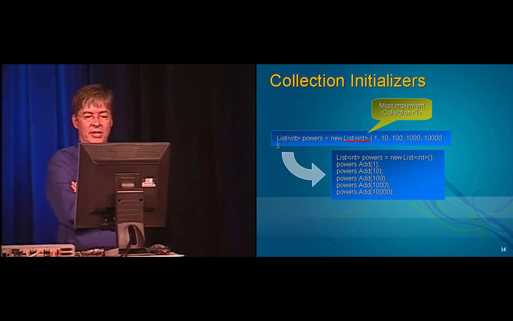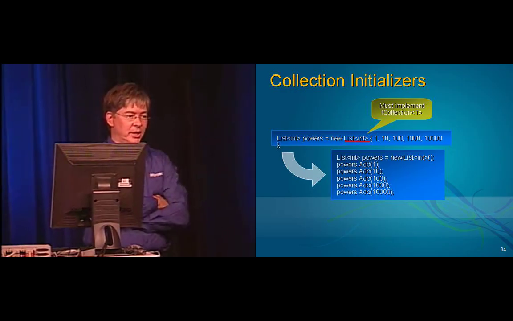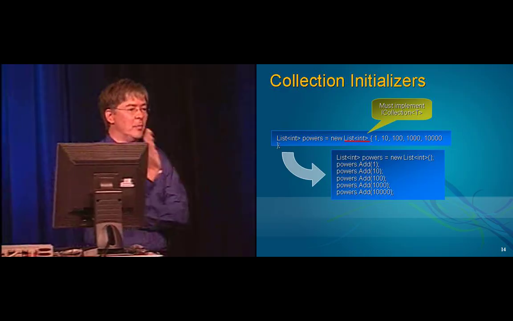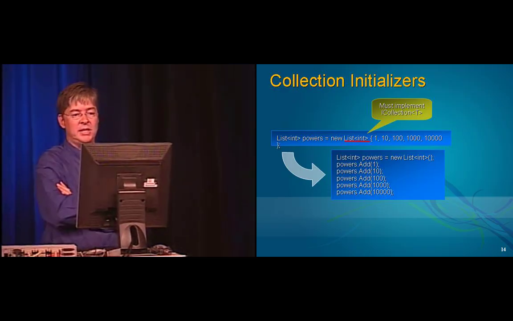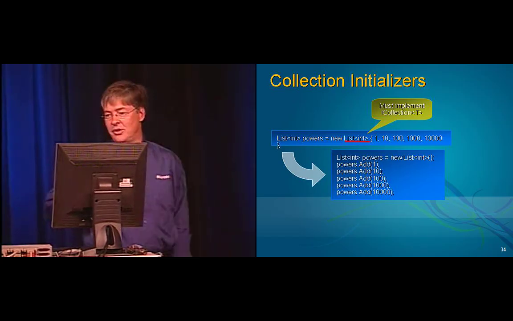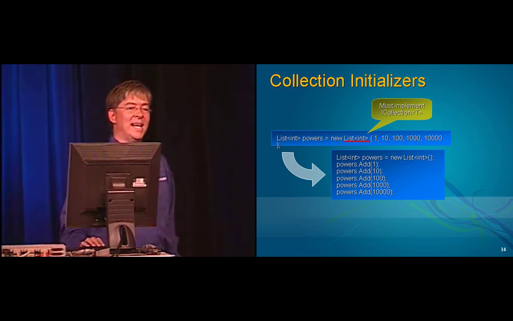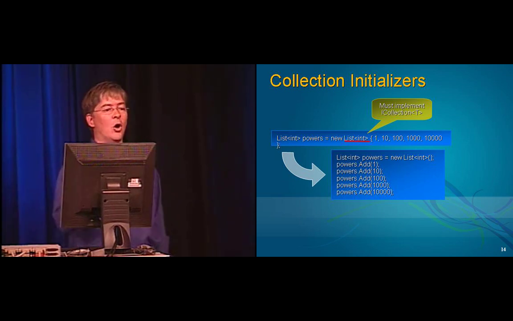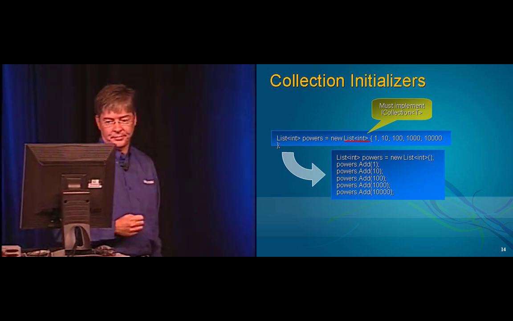We also have collection initializers, which are a natural extension of array initializers and object initializers. You can now write new list of int and then just give the elements of the list right there in situ. Effectively, as long as the collection implements ICollection of T for some T, we will permit you to write a sequence of expressions of type T, and we turn it into calls to the add method after we new up the collection.